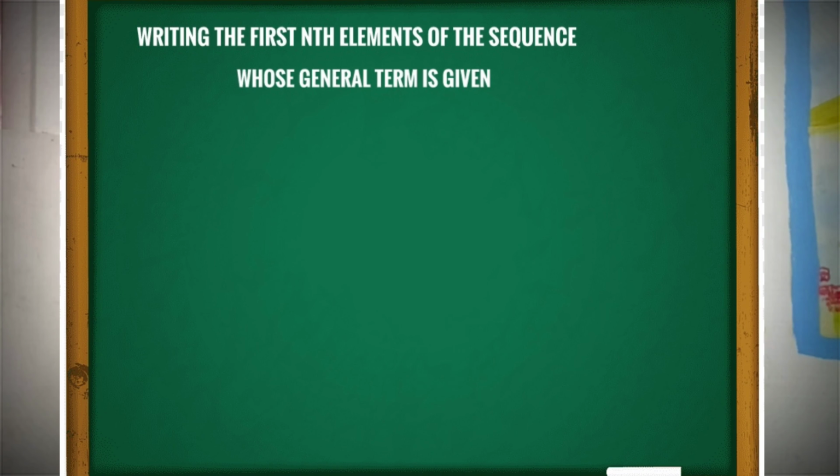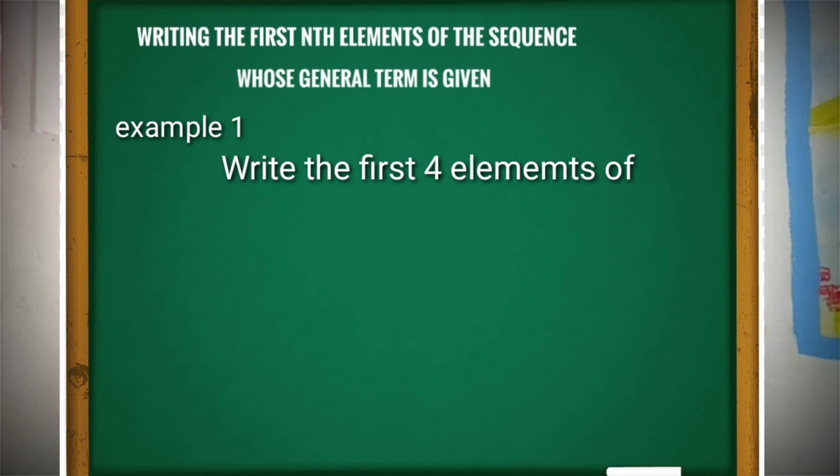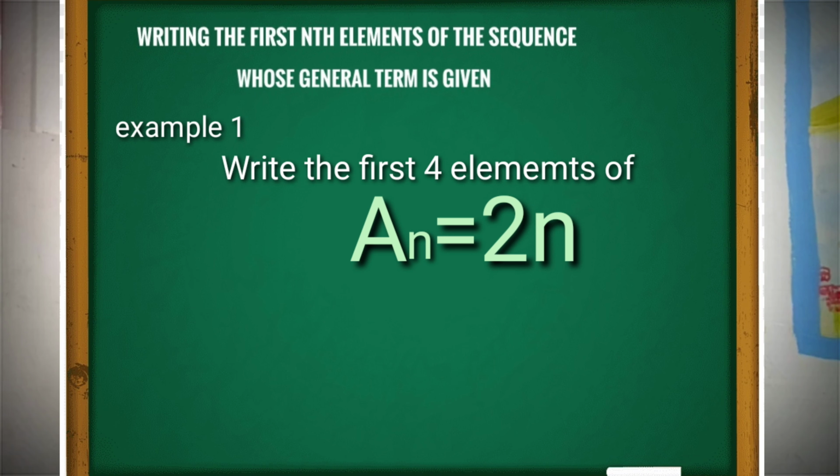Magbibigay ako muna ng 4 na examples on how to write the first nth elements of the sequence whose general term is given. Let's have the first example. Example number 1. Write the first 4 elements of a sub n equals 2n. So, ang general term natin ay a sub n equals 2n, at hahanapin natin ang first 4 elements.